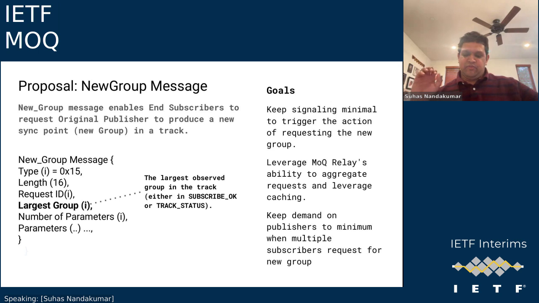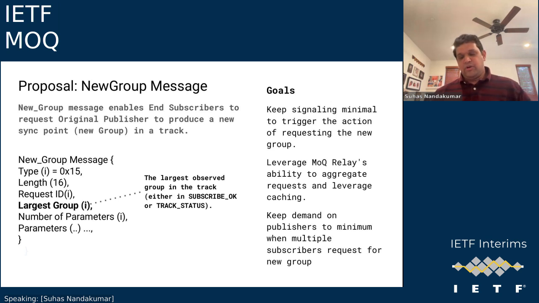One of the main goals that we want to keep with this design of the new group message, and how the MOQ relays and the original publisher work to make it happen, is to keep the signaling minimal. We don't want every end subscriber coming in and asking for a new group to cause a signaling flood, which is in a way what happens today with RTP or real-time web parties or conferences, where a keyframe request flood might happen.